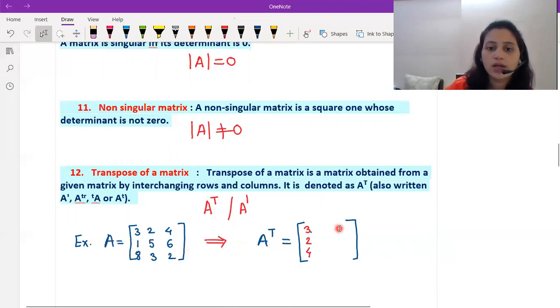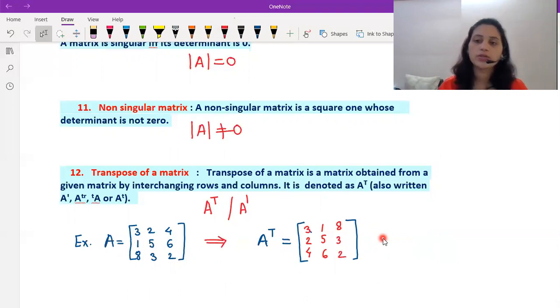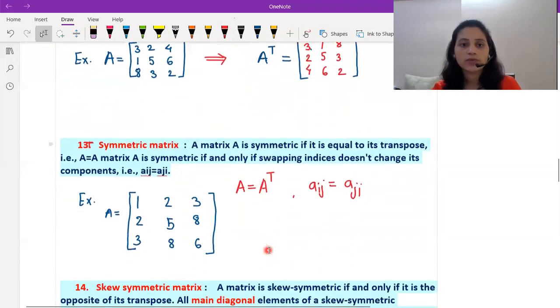Now my second row is 1, 5, 6. This becomes my second column in A transpose, that is A raised to T: 1, 5, 6. And for the third row 8, 3, 2, that becomes my third column 8, 3, 2. Now this is the transpose of the matrix A, and it is indicated by A raised to T.